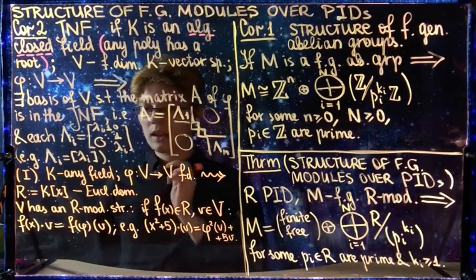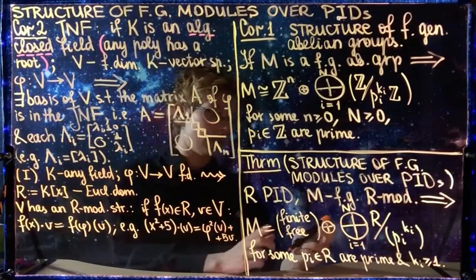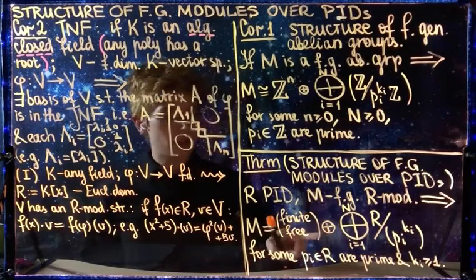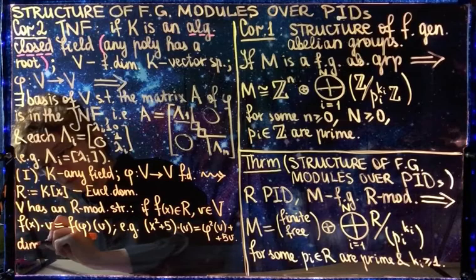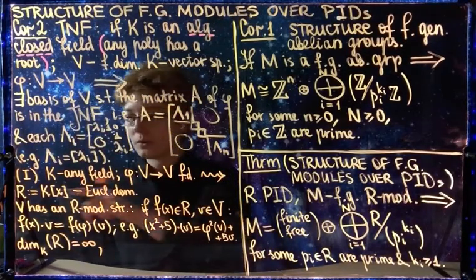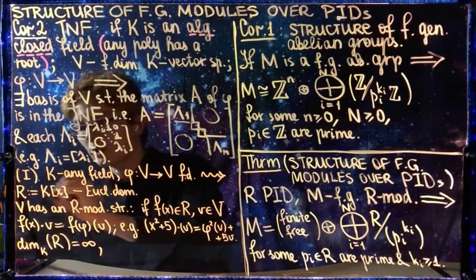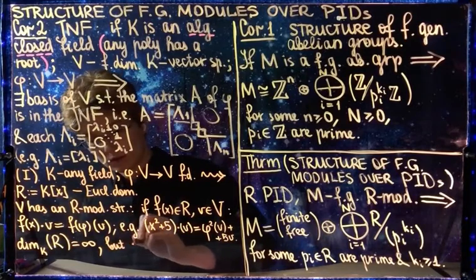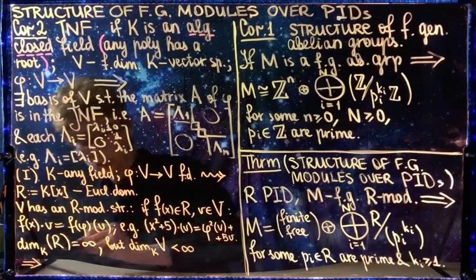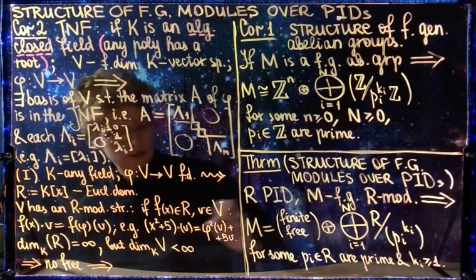Okay, now I claim that V with this structure of R module is a torsion module. So indeed, if V had a free part, then note that the dimension of R over K is infinite. So then the dimension of V would have been infinite. But V is finite dimensional, and so it cannot contain a copy of R as a submodule. Dimension of V was assumed to be finite. And so we have no free part in this decomposition, and therefore V is just the torsion part.